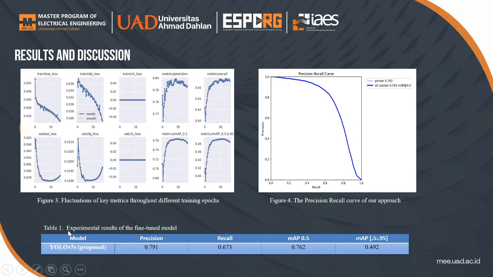This table displays the outcomes derived from our approach. We achieved a precision of 79%, a recall of 67%, an mAP@0.5 of 76%, and an mAP@0.5:0.95 of 49%.